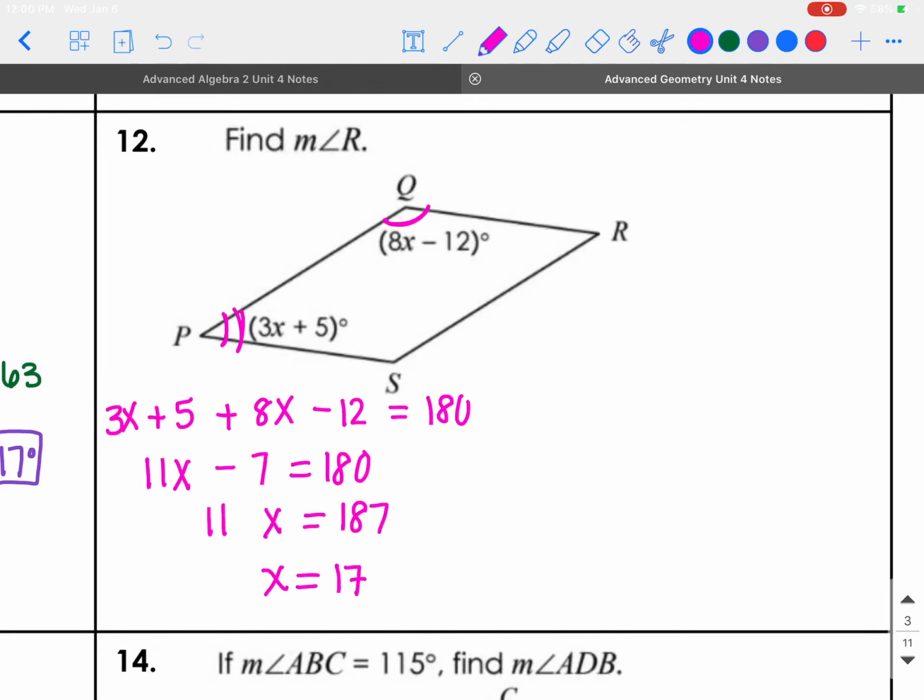So the question asks for angle R. I know that angle R is equal to angle P. So I can just do the measure of angle R. I can just use that 3x plus 5, because they're equal, so you can do that. And that gives me 56 degrees.